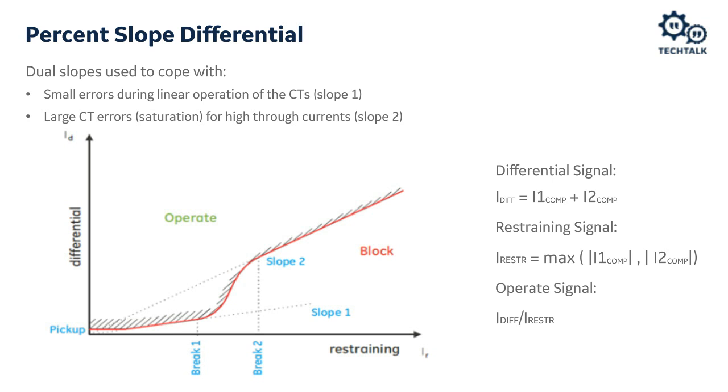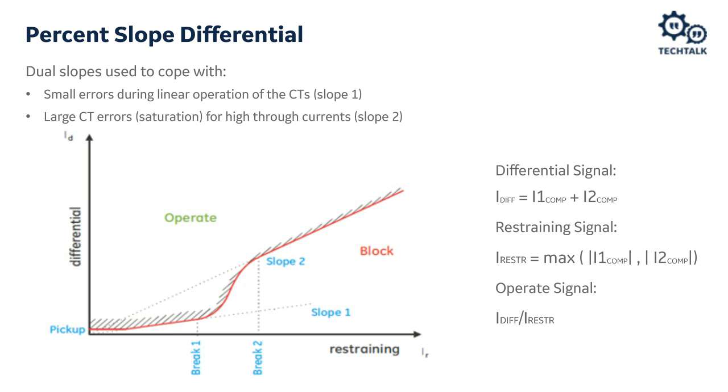Our calculation is, as you see on the right here, the differential current is still the current from winding 1 summed with winding 2 or more if you have more windings. Ignore the comp note for now, we'll get into that in a minute. The restraint current is whichever winding current is the highest. And then our operating signal is the calculated differential current divided by the restraint current. So we're basically just looking at a ratio. The way we determine when we should trip is by using this dual slope characteristic on the left.